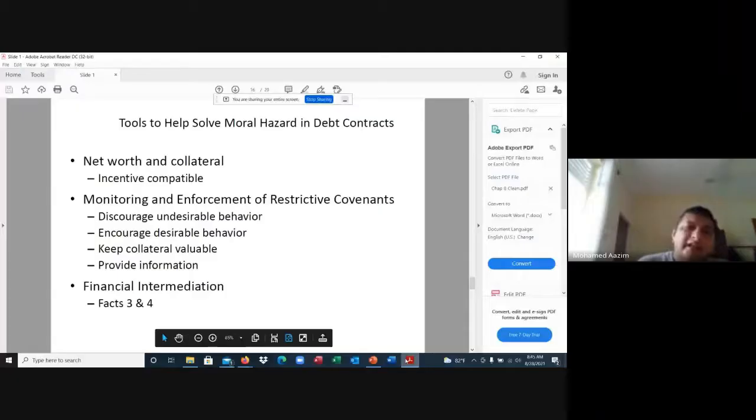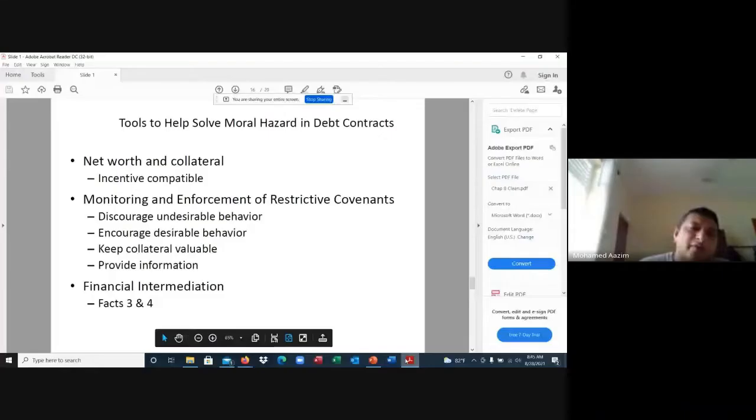Right? So the other solution for moral hazard in debt contracts is financial intermediation itself. They look after that. That explains facts 3 and 4. So you can go back to facts 3 and 4 and see how the moral hazard possibilities in debt contracts are addressed by financial intermediation.